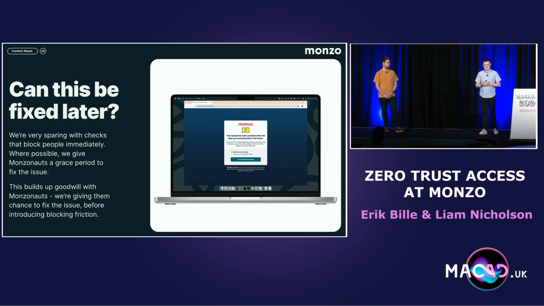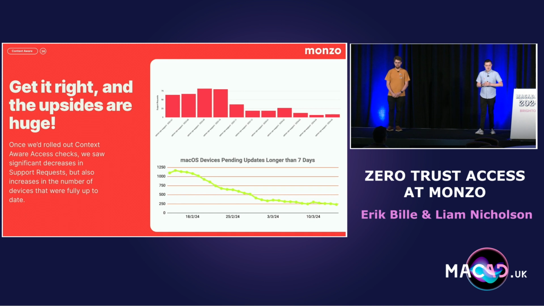If you don't need to enforce that for people, don't block them from working, because that is a great way to just get everyone angry at you. But if you get it right, the upsides are huge. So the top graph that we have here shows our support requests. You can see that when our Zero Trust Access implementation went live in September, we've started since then tailing off on the number of support requests that our TechOps team manage day to day.